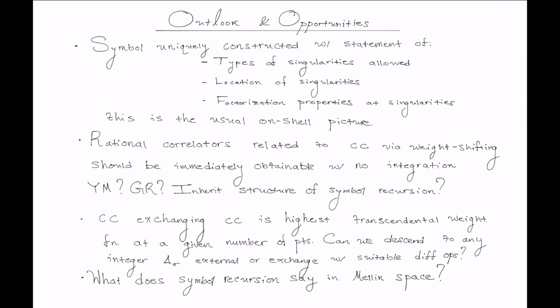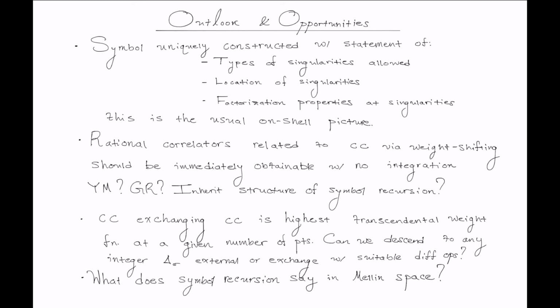As we said, the rational correlators, which can be deduced from conformally coupled scalars exchanging conformally coupled scalars, should be readily attainable just from the symbol itself. It needs no integration. This could be at arbitrary points. And so it would be interesting to look at something like Yang-Mills, something like graviton exchange, external gravitons, and see if such differential operators can be constructed and if they inherit any of the structure of symbol recursion, or perhaps something nicer, analogous to a BCFW for cosmology.